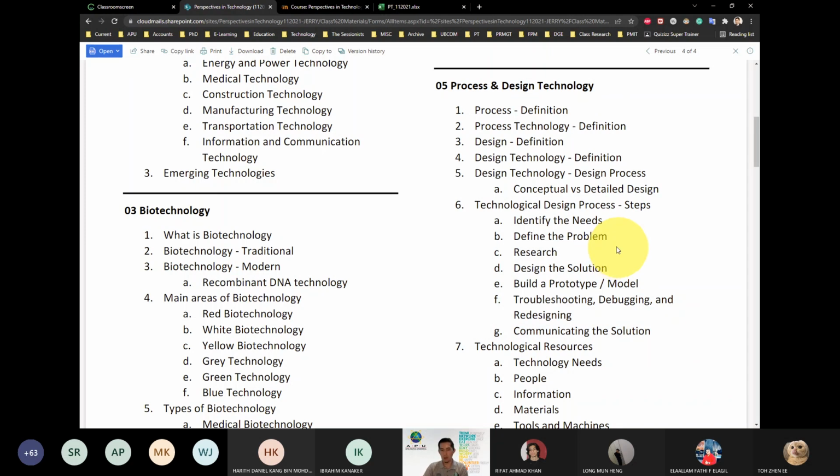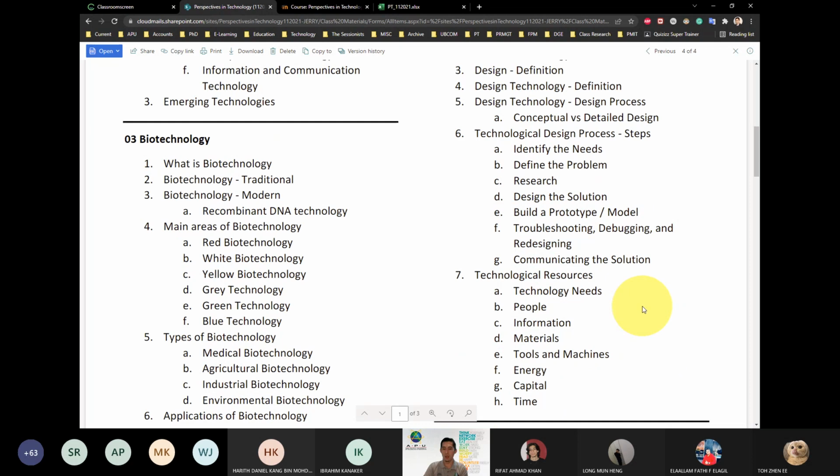When I study, I always look at these and I find a word from it and I create my own abbreviation out of it, right? So that's something that you will have to see. So this can be the needs, problem, research, solution, prototype, troubleshoot, communicating the solution, right? So then you can come up with those and see how you'll be able to remember it a bit easier.